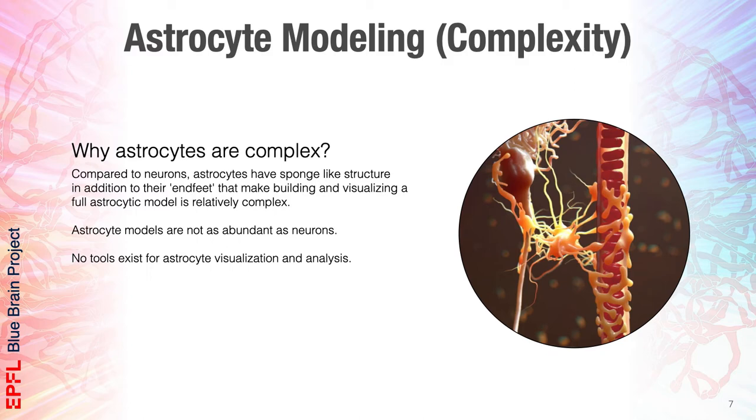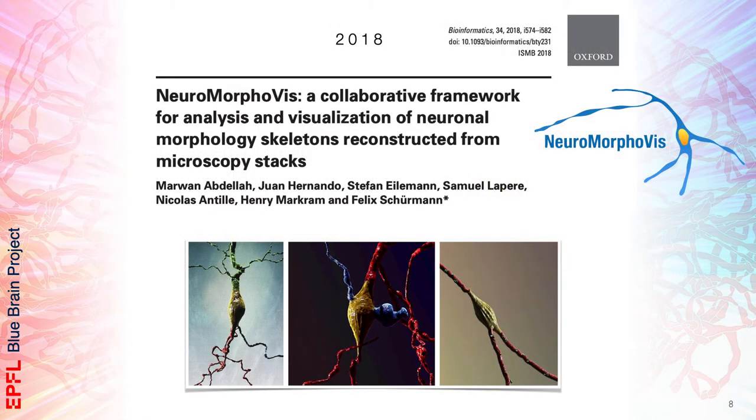And also their end feet have no standard way for storage, so it's quite difficult to find models for them. So astrocyte models are not as available as neurons, and unfortunately there are no tools for astrocytes to get them visualized or analyzed as well. In 2018, we presented NeuromorphoVis for analysis and visualization and even meshing of neuronal morphologies, and it has been a very successful tool that has been used widely in the community.